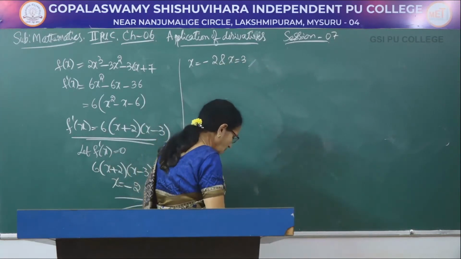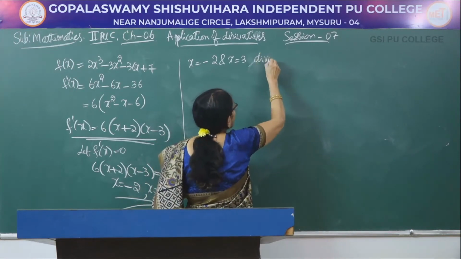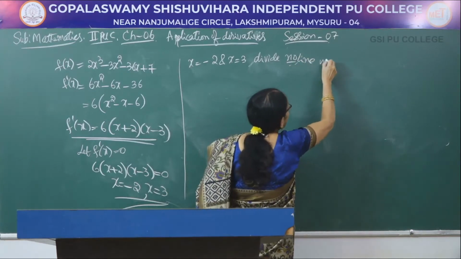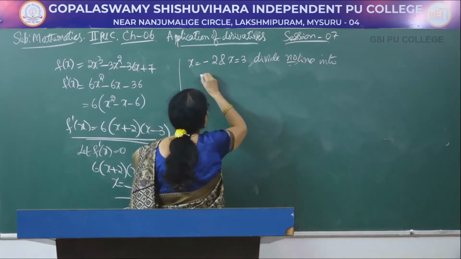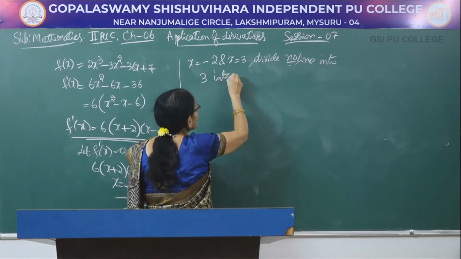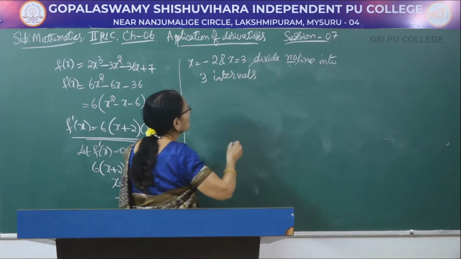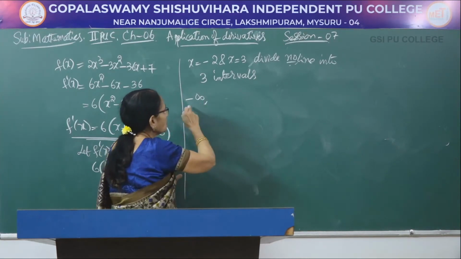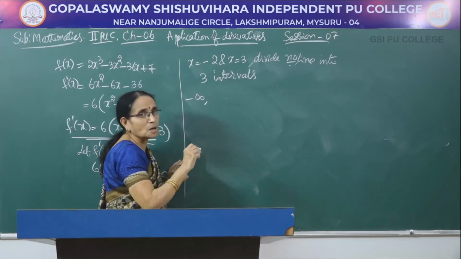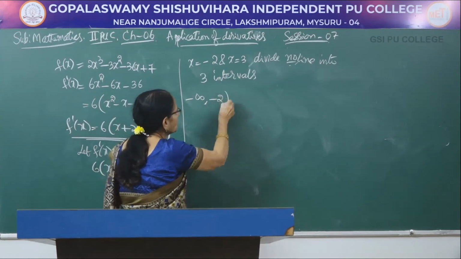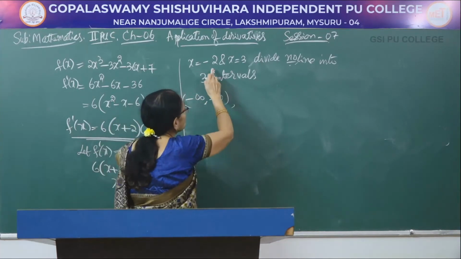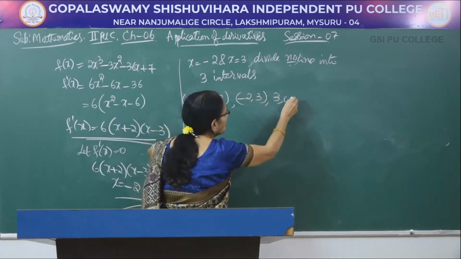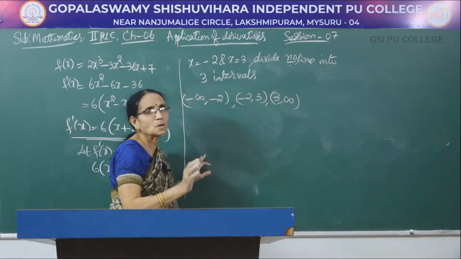x is equal to minus 2 and x is equal to 3. Divide the number line into 3 intervals. First one we start with the negative number. Out of these two, minus 2 is smaller, isn't it? Minus infinity to minus 2, first interval. Next one, minus 2 to plus 3. And third interval, 3 to plus infinity.